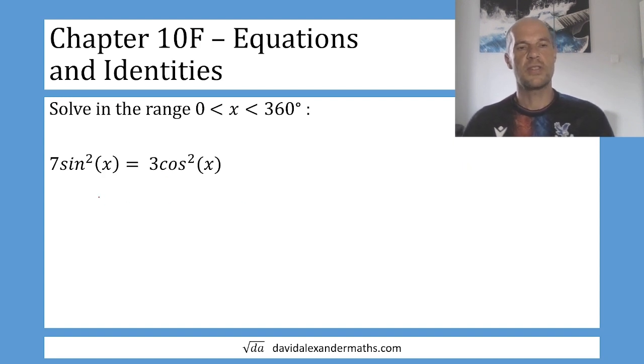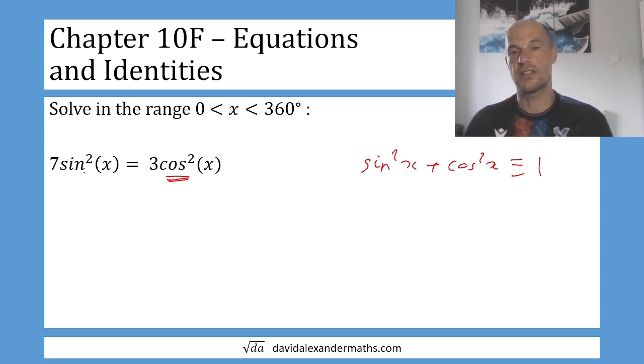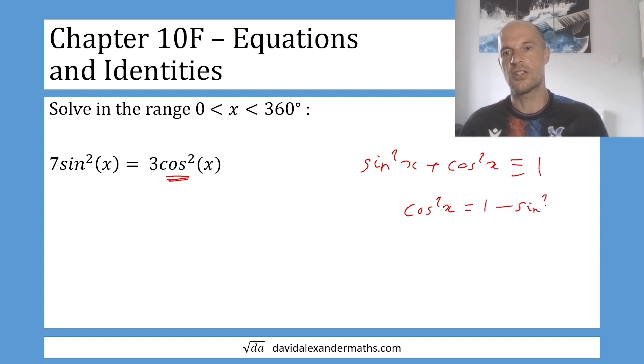Okay, so this one looks a bit horrible, and that's because we have got some sine squareds and some cos squareds. So we need to be thinking, what can we do? Well, we know that sine squared x plus cos squared x is always equal to 1. So therefore I can turn these cos squareds into sine squareds, or actually I could turn the sine squareds into cos squareds, but I'm not going to do that. It doesn't matter which you do, by the way. So I'm just going to rearrange this. If sine squared plus cos squared equals 1, then cos squared x is 1 minus sine squared x.